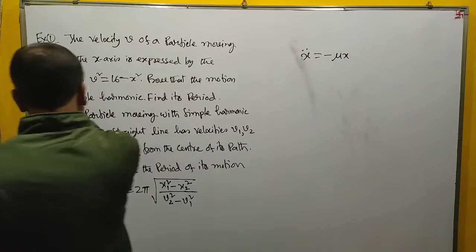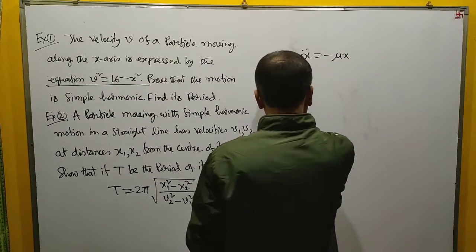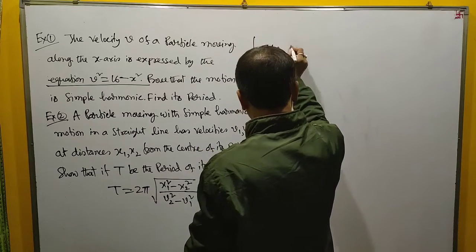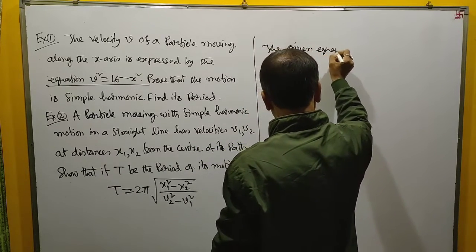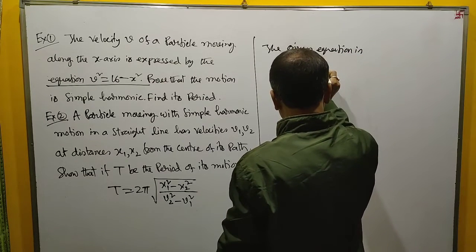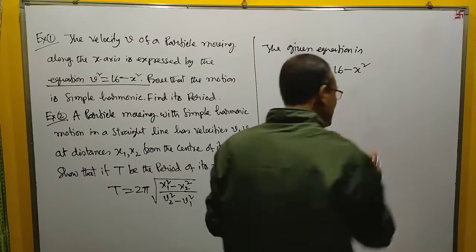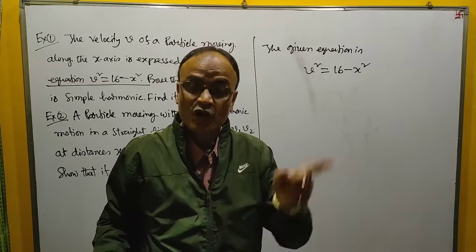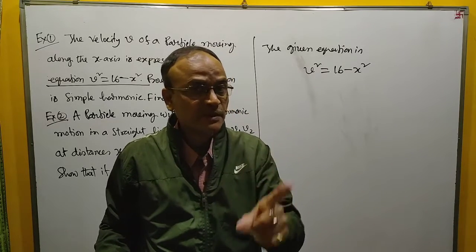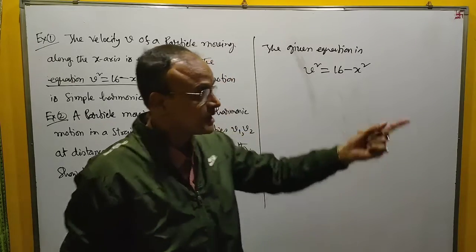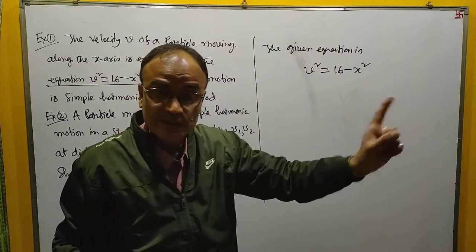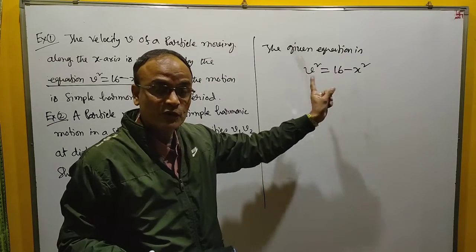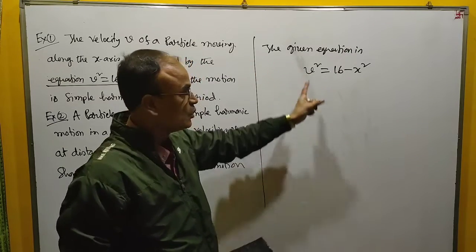The given equation is v square equal to 16 minus x square. What is acceleration? d2x by dt square or dv by dt. dv by dt is also an expression of acceleration. Or you may write v dv by dx. And the right hand side is a function of x. Therefore, you have to differentiate it with respect to x.